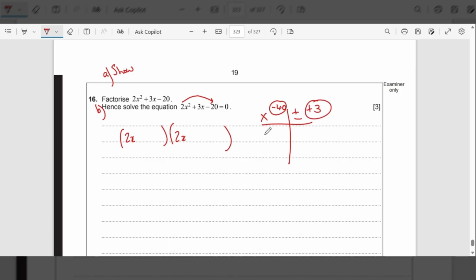But what is important is getting that middle, that plus 3. So I'm going with 4 times 10. Nope, I'm not. 5 times 8. And then to get plus 3, only this one will simplify to x plus 4. And again, I want you then to set it equal to 0. I want you then to hence solve it. Either x equals this or x equals this.